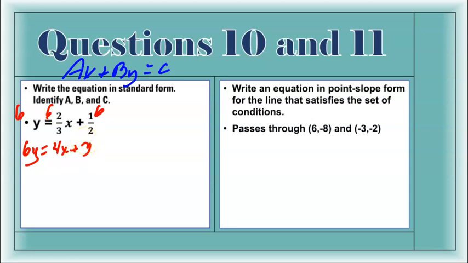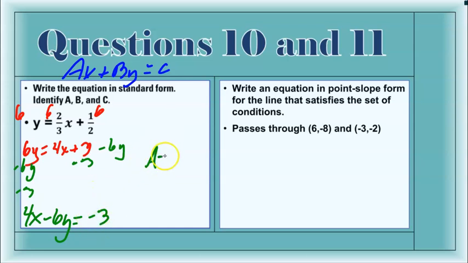Okay, I need my x and y on the same side with my x positive. So it's already positive here. So I'm going to subtract 6y on both sides. And then I'm going to subtract 3 on both sides. So my equation is going to be, now I'm just going to put my x and y term first. So I have 4x minus 6y, and this is going to equal a negative 3. So your a is going to be 4, your b is going to be a negative 6, and your c is going to be a negative 3.